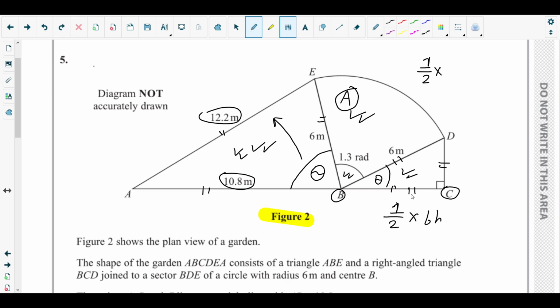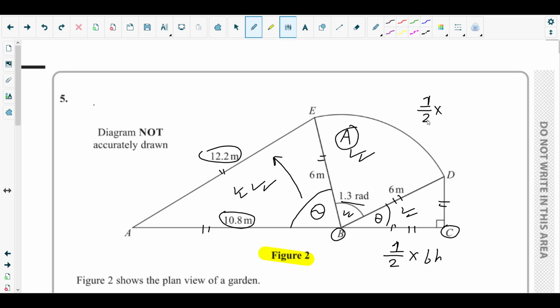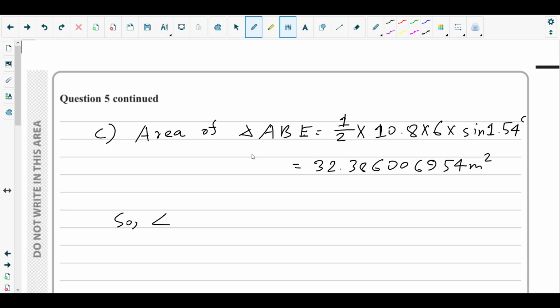So that means we need BC. This is easier and faster because we just need to find BC. For finding BC, we have to find this angle theta first. How can we find that? Since ABC is a straight line, this is pi radians. So from pi radians, subtract 1.3 radian and 1.54 radian. Which angle are we talking about? That is angle DBC.